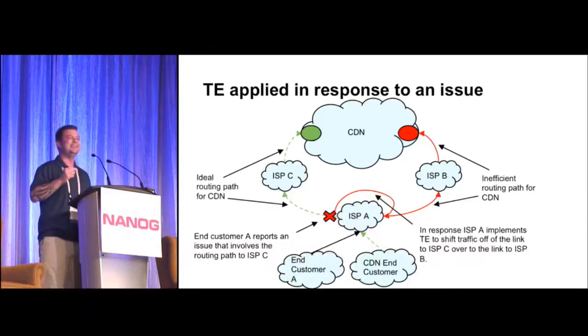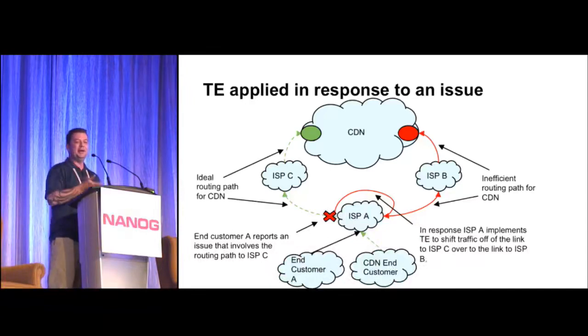I apologize. But essentially, what we have here is the issue response. The ideal path is ISP A to ISP C getting to the CDN. And by ideal, I mean either distance-wise, where the speed of light comes into play, or congestion-wise, where buffering comes into play. It is the least delayed path. It is the fastest path between the end customer and the CDN.